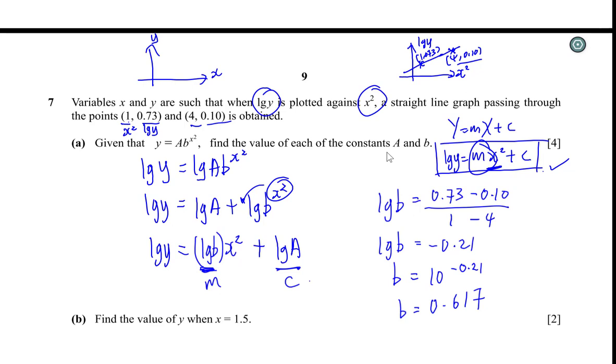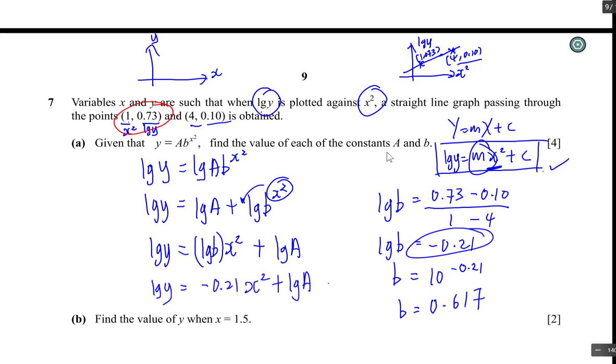Right, but we still need to find the c, isn't it? Because we don't have a graph here, we need to insert our gradient. So what is my gradient here? It is log b, right? What is log b? I take this value, it's not b only, so it's about negative 0.21 x squared plus log a. So in order to find log a, I need to substitute any of the coordinates into this equation. So I choose the first coordinate. Alright, so my log y is 0.73 equals to negative 0.21, my x squared is 1, plus log a. So by solving this equation, I can get my log a.